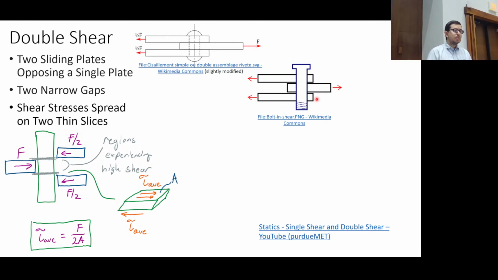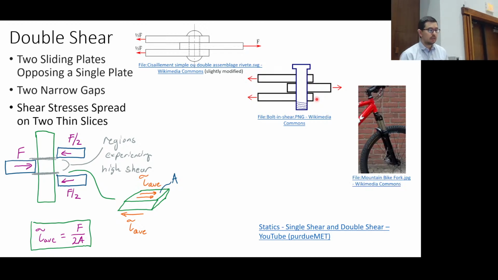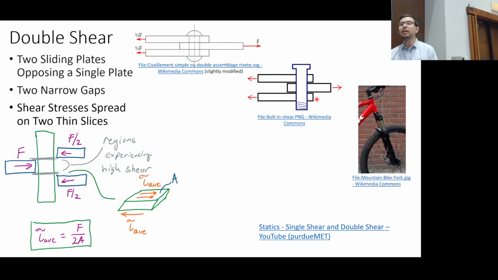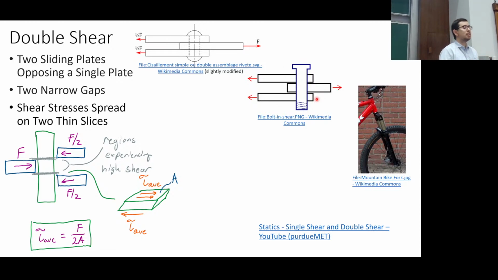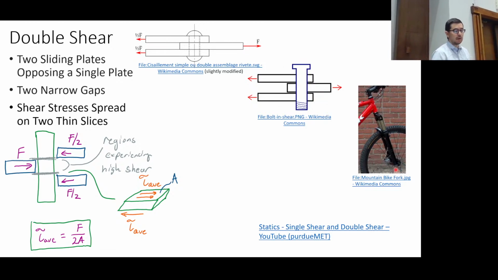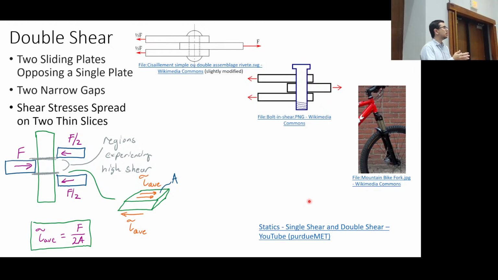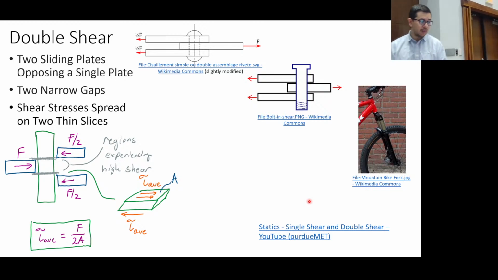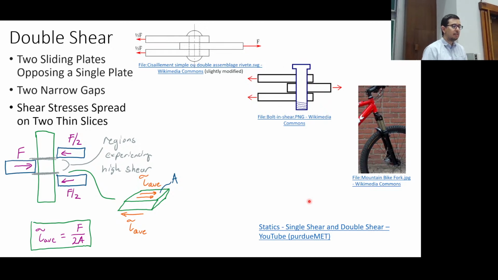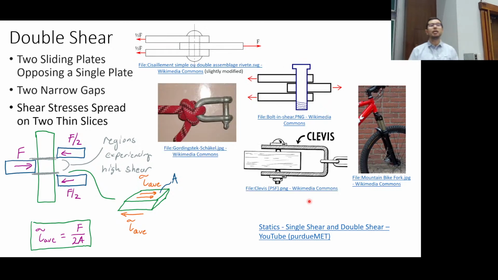So what are some other systems that take advantage of this double shear? Well, anyone bike? All right. Yeah, right. So this is a case where you've got the fork, or even on the back end, on the frame, you've got two supports that are going to be holding onto a shaft or some type of axle.